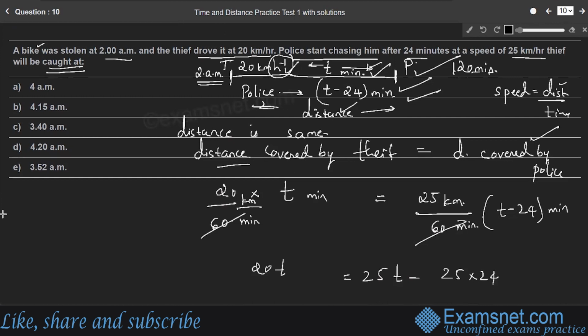Right? So 2 a.m. plus 120 minutes. After 2 a.m., 120 minutes is equal to 2 hours. Therefore, the thief will be caught by the police at 4 a.m. 2 a.m. plus 2 hours becomes 4 a.m. Therefore, thief will be caught at 4 a.m.